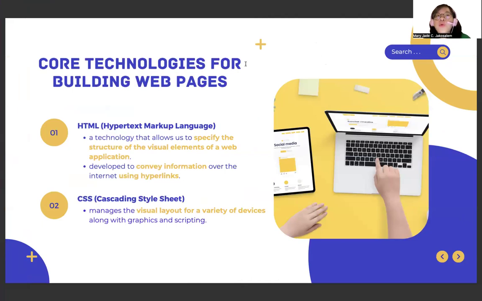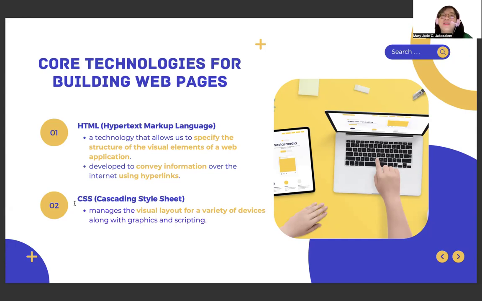So we have 2 core technologies for building web pages. First, we have HTML, or the hypertext markup language. Then we have CSS, or the cascading style sheet. For this lesson, we are going to focus more on HTML, and for lesson 3, we are going to focus on CSS codes.